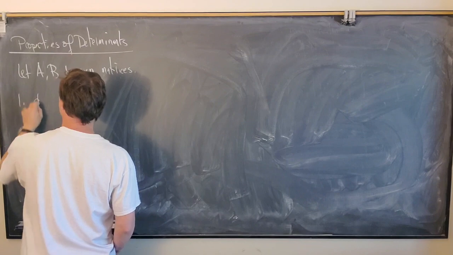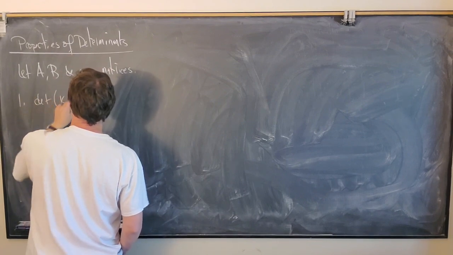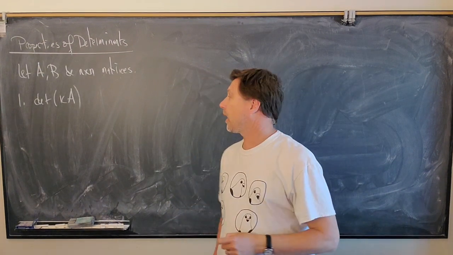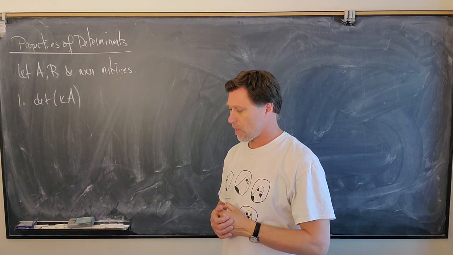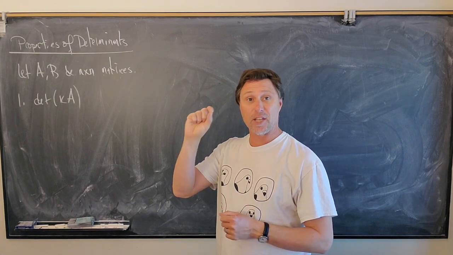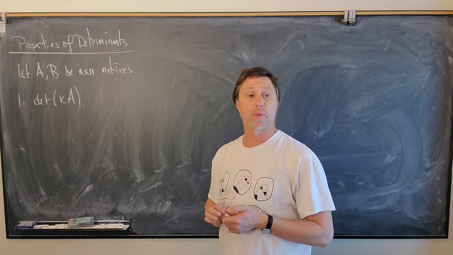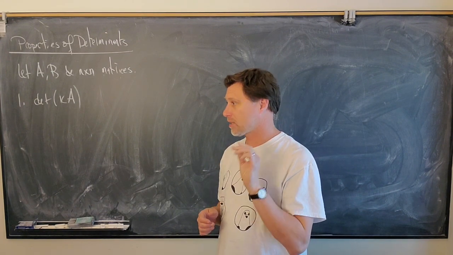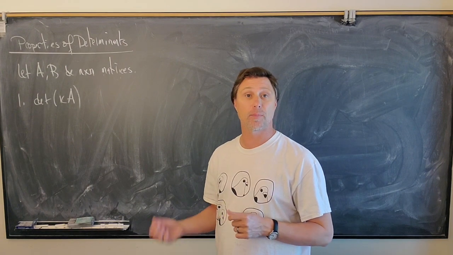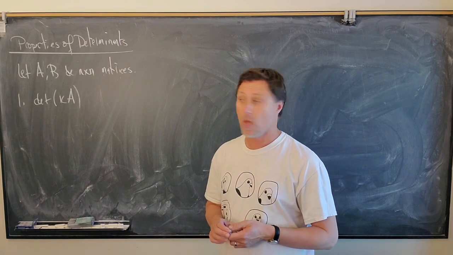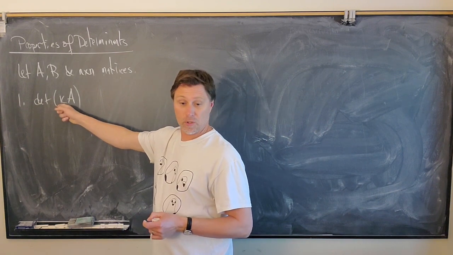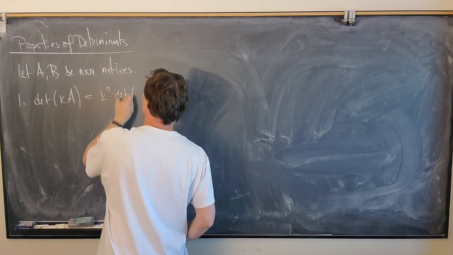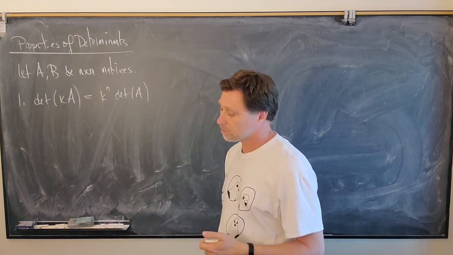Property 1: let's think about what would happen if we took some n by n matrix A and multiplied it by some constant k. That would have the effect of multiplying each row by k, and last time what we learned is if you multiply a single row by some constant k, that multiplies the determinant by that factor k. So if we multiply all n rows by k, what we will get is k to the n times the determinant of A.